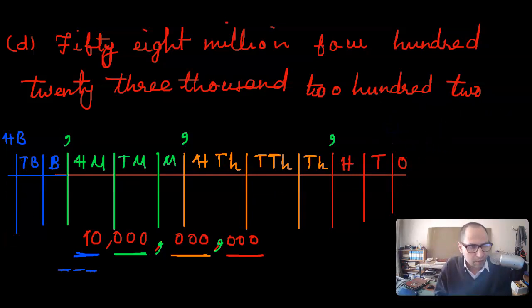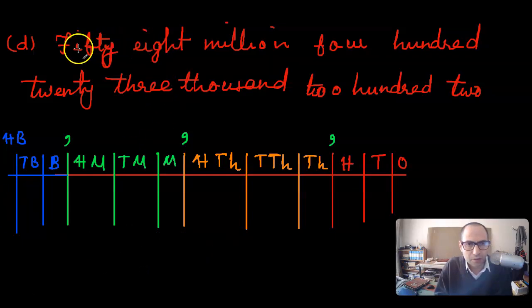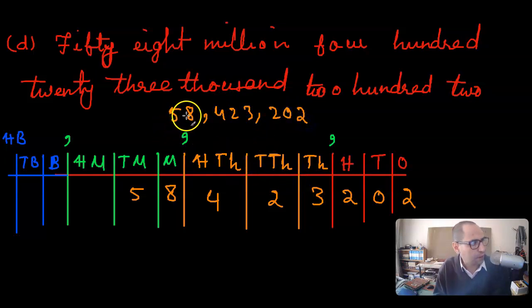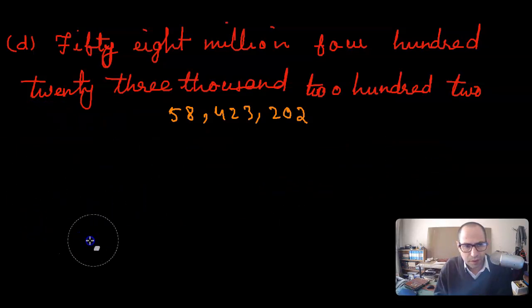So that's all about that. Now, the number that we have is 58 million. So I come over here to the million part and write 58 million. That's a million and 10 million, so that's 58 million. And then 423,000, that's 423,000, right? 202 would be 202. So then the number becomes 58,423,202, right?